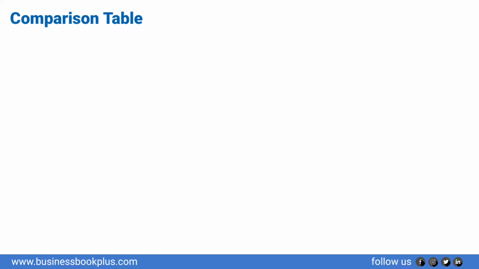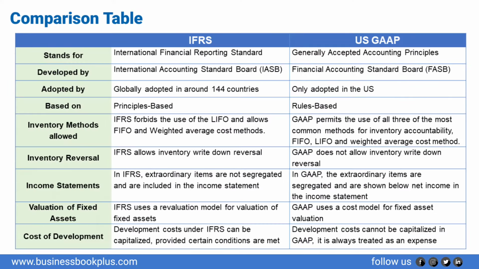Now let's see the comparison table based on different aspects and criteria. First is what IFRS and GAAP stand for. IFRS stands for International Financial Reporting Standards, whereas GAAP stands for Generally Accepted Accounting Principles. Second aspect is who develops them. IFRS is developed by the International Accounting Standards Board (IASB). GAAP is developed by the Financial Accounting Standards Board (FASB).